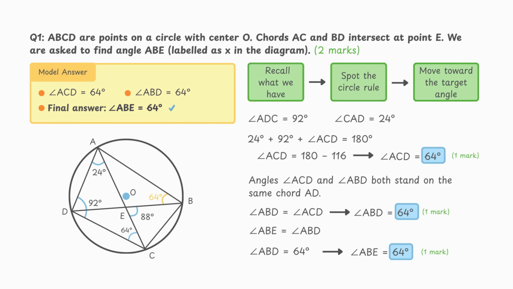Now take a moment to reflect on the full process. We started with a triangle, used the triangle angle sum to find a missing angle, then applied the same segment rule, and transferred that angle across the circle. This is a classic strategy. Find an angle first, then move it using circle theorems. So remember this key idea. Angles standing on the same chord, in the same segment, are equal. If you can spot that pattern quickly, you can solve these problems efficiently and confidently.